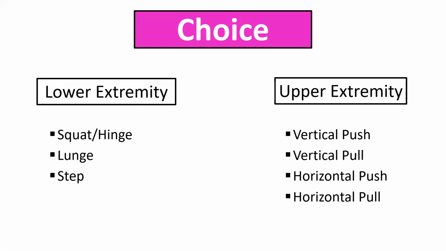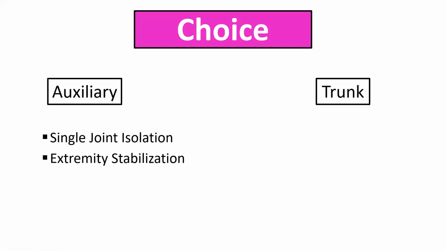So these are really the ones that have the most load, the most velocity, the most capability. With the auxiliary category, I look at these as single joint isolation or extremity stabilization. So my elbow flexors, my elbow extensors, my bicep curls, my lateral raises, my hamstring curls, calf raises, those are all single joint isolation. And then extremity stabilization, all of my isometric work around hip stability, shoulder stability, grip work, where you're trying to squeeze as hard as you can and maintain that stability with the hand. Those would all fall into auxiliary.